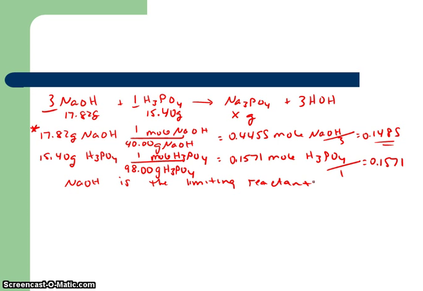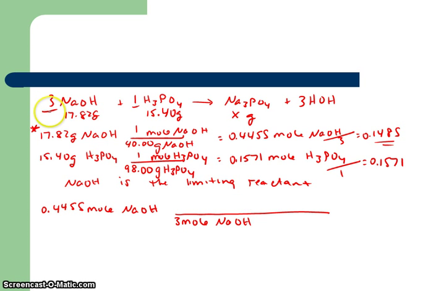There's step 1. Now we're going to use the amount of limiting reactant to determine how much product we can produce. So we'll take 0.4455 moles of sodium hydroxide. Our balanced equation tells us that for every 3 moles of sodium hydroxide that reacts, we're going to produce 1 mole of sodium phosphate. And then we'll go back to grams.